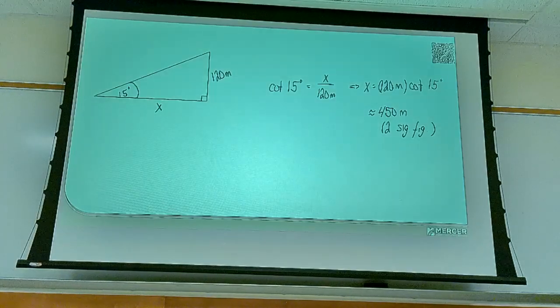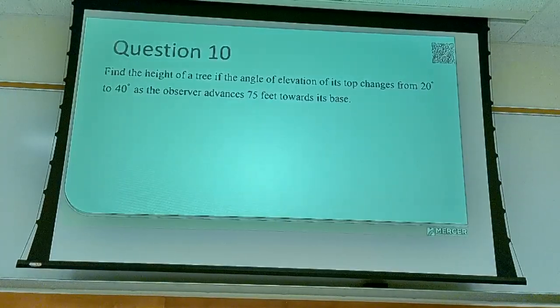This one's fun. Find the height of a tree if the angle of elevation of its top changes from 20 to 40 degrees as the observer advances 75 feet towards its base.